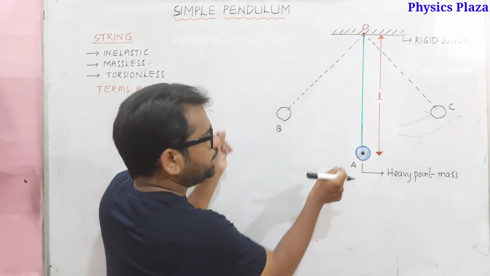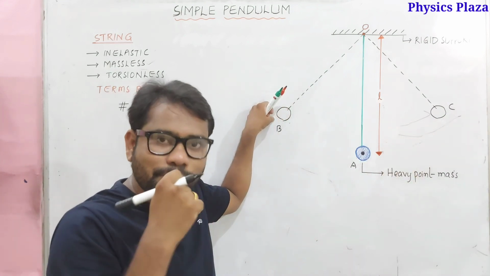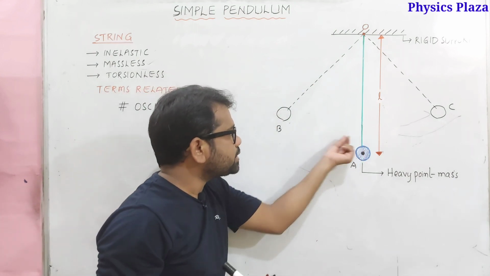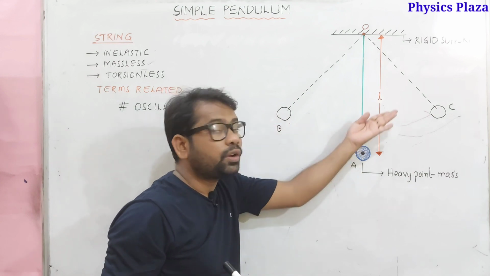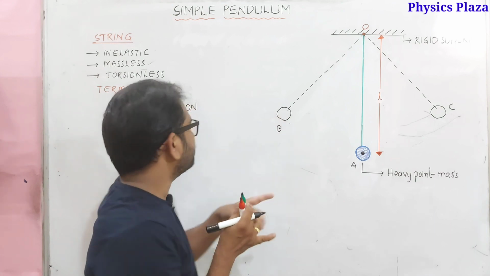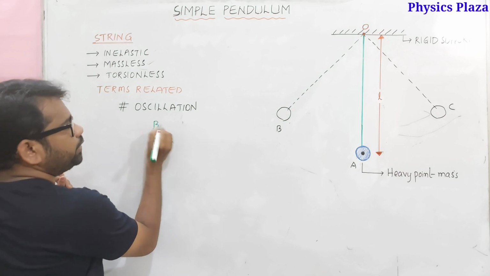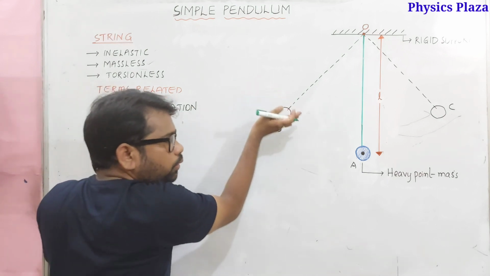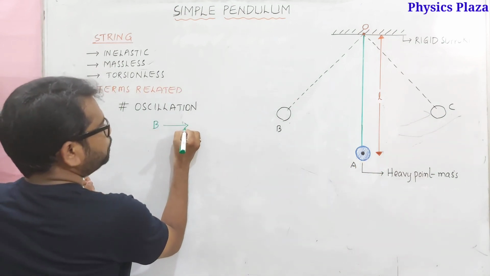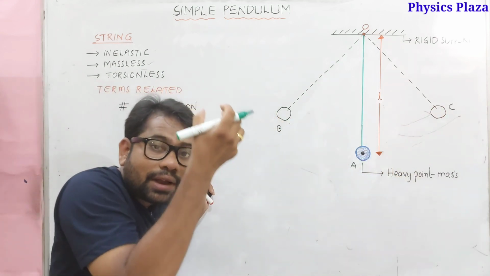Now suppose, dear children, it is at a point B. Points B and C are called extreme points, whereas OA is called the mean position. If this simple pendulum is taken to point B and left, it does oscillations. Initially it is at point B. When it is left from here, it will go to point C via point A. Again, it comes back due to the gravitational pull.